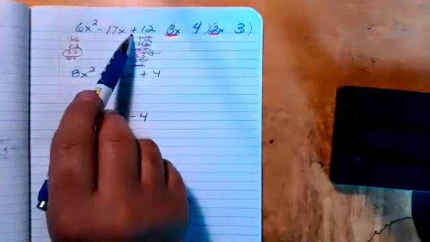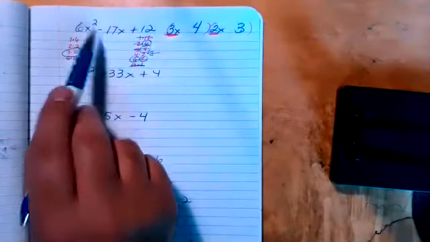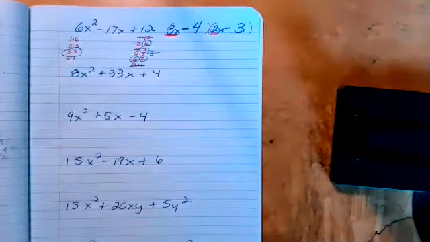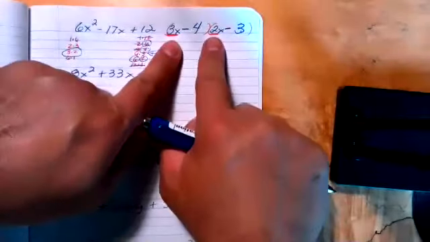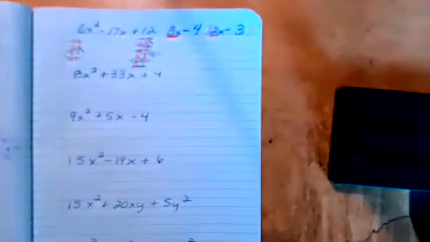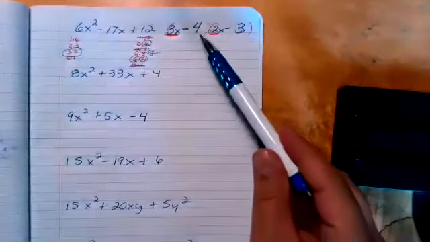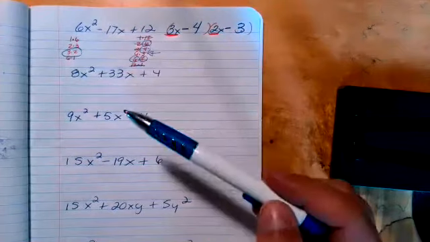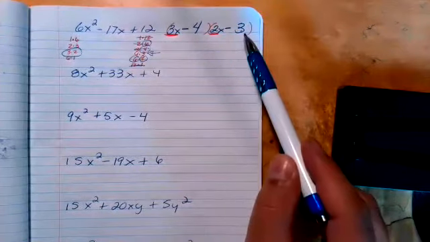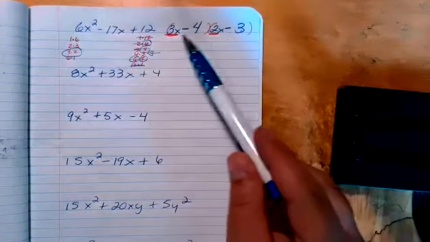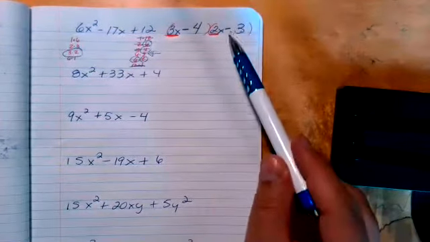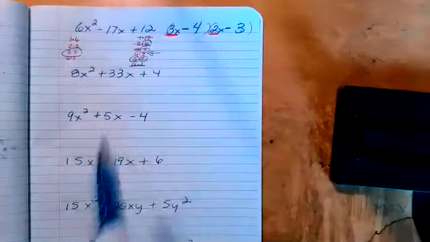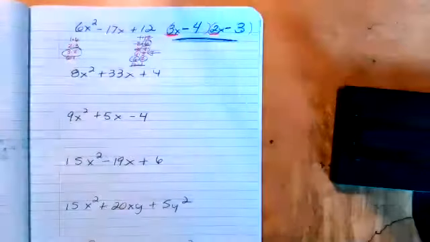I also know my signs are going to be the same, and they're both going to be negative. I want to check it. 3x times 2x gives me my 6x squared. Negative 4 times negative 3 gives me my positive 12. And my inners and outers, this is a negative 8x and a negative 9x. Negative 8x, negative 9x combined to a negative 17x. So this worked out nice.